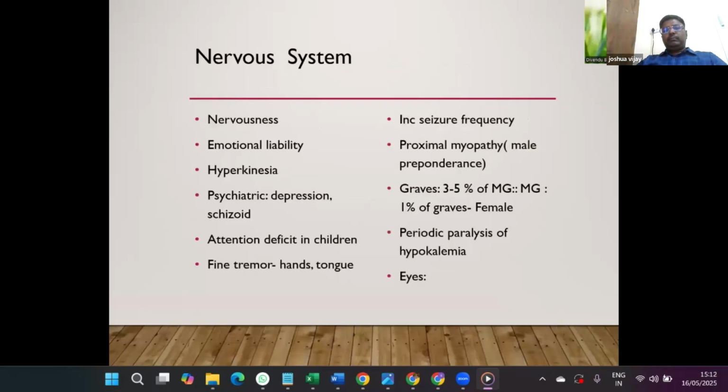In the nervous system, the patient has emotional lability, hyperkinesia, nervousness, attention deficit in children, fine tremors in the hands and tongue, and proximal myopathy, which is mostly in males, and periodic paralysis. Graves' disease is associated with myasthenia gravis in 3 to 5% of cases.